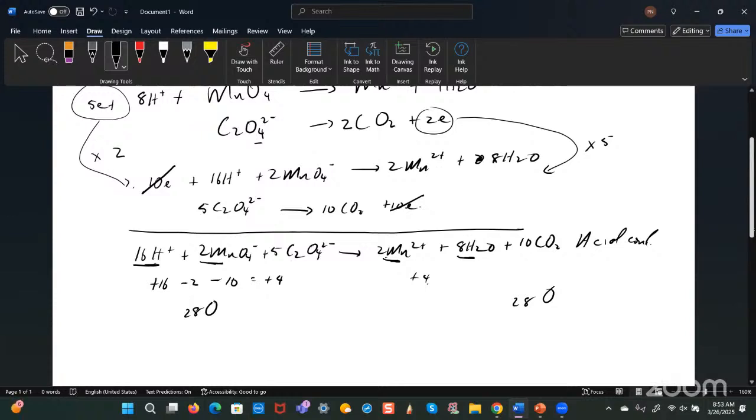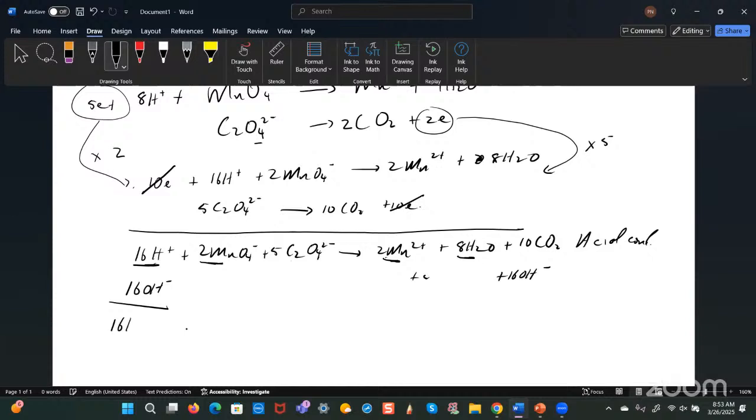Now, if you're asked to find out the equation under basic conditions, what would be the next step? You add what? How many? 16. Right, you add 16 hydroxide ions to both sides. All right? And these 16 hydroxide will combine with those 16 H plus to form 16 H2O, right? And these 8 water molecules will cancel out 8 of these.